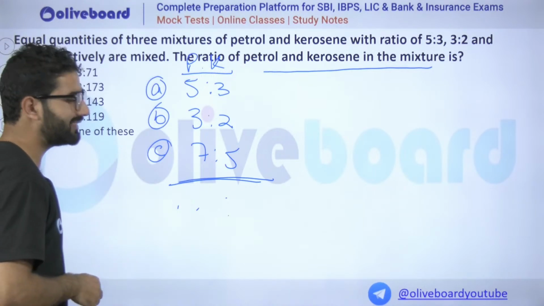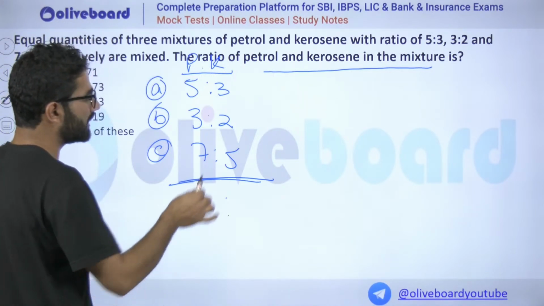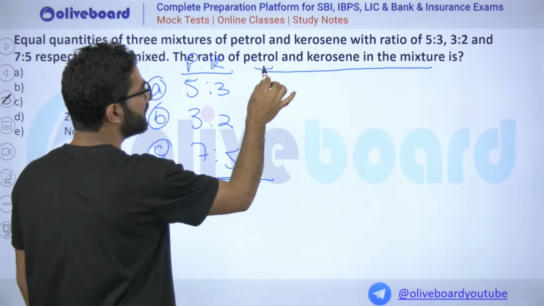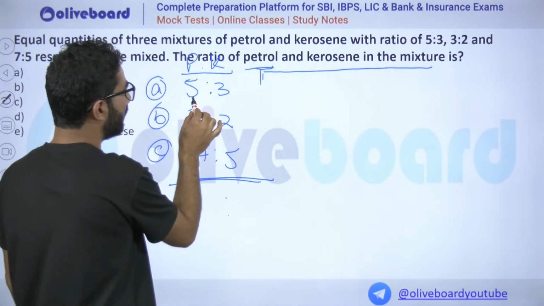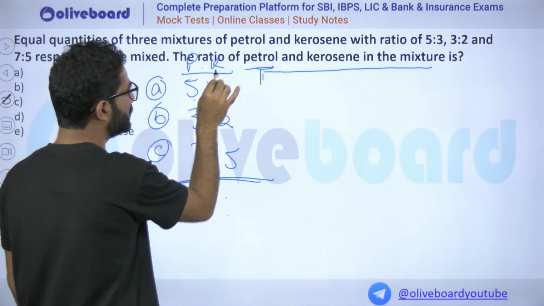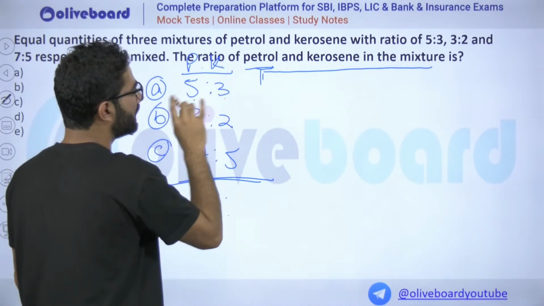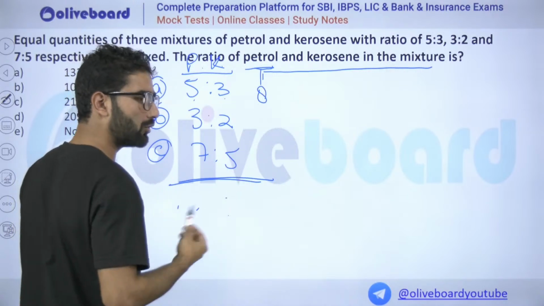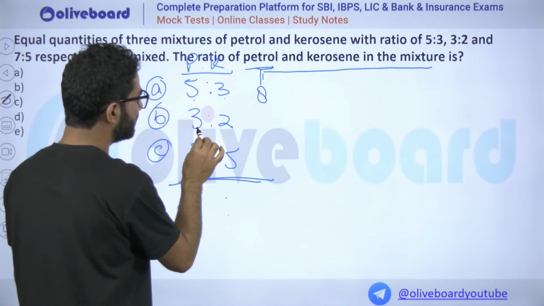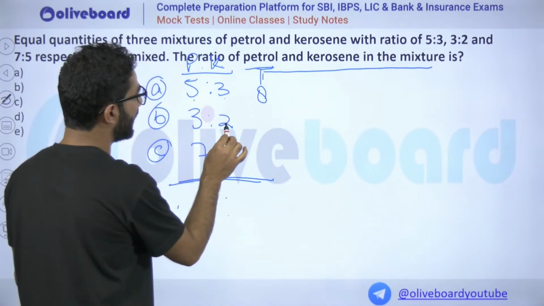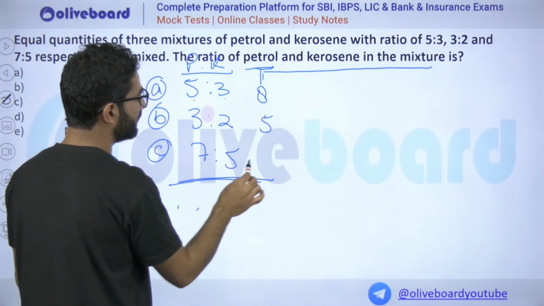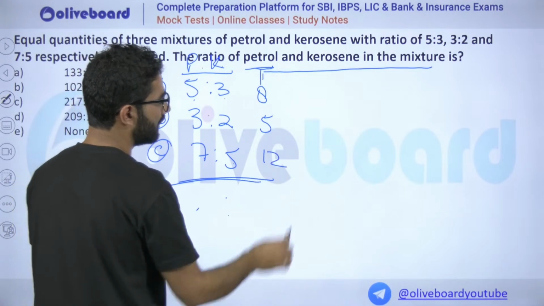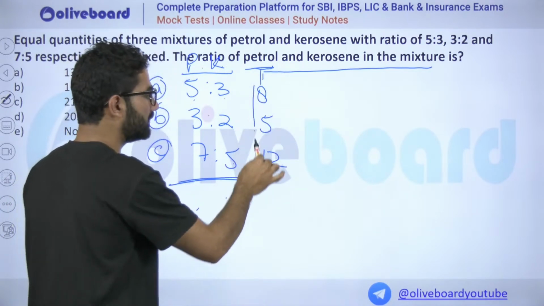Okay. One method is that you can go for the total. If the total in the container is T: petrol is 5 ratio, kerosene is 3 ratio, that will be 8 ratio total. Petrol is 3, kerosene is 2, it will be 5. Petrol is 7, kerosene is 5, it will be 12. Okay, now I have made this total.